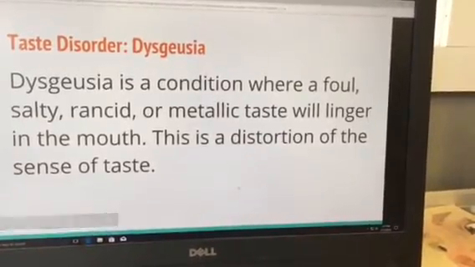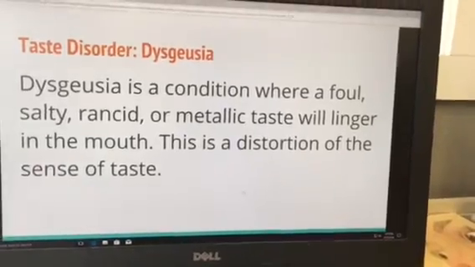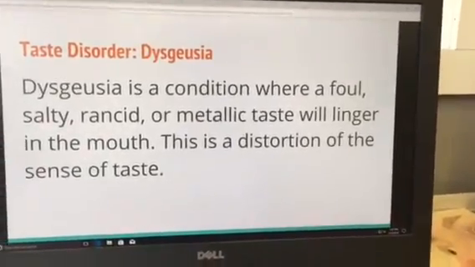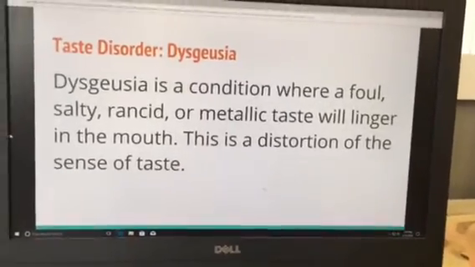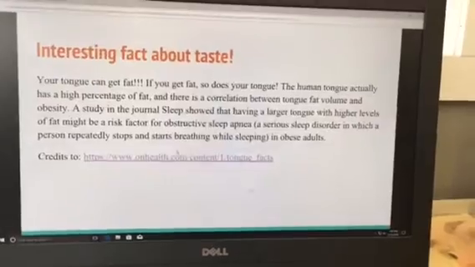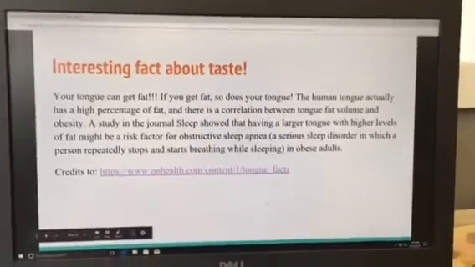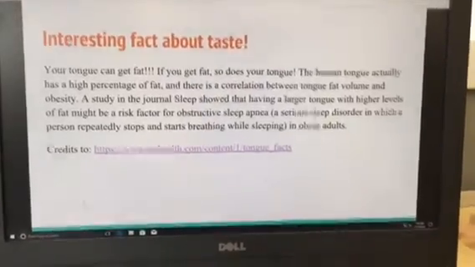Taste disorder, dysgeusia. Dysgeusia is a condition where a foul, salty, rancid, or metallic taste will linger in the mouth. This is a distortion to the sense of taste. Interesting fact about taste: your tongue can get fat. If you get fat, so does your tongue.